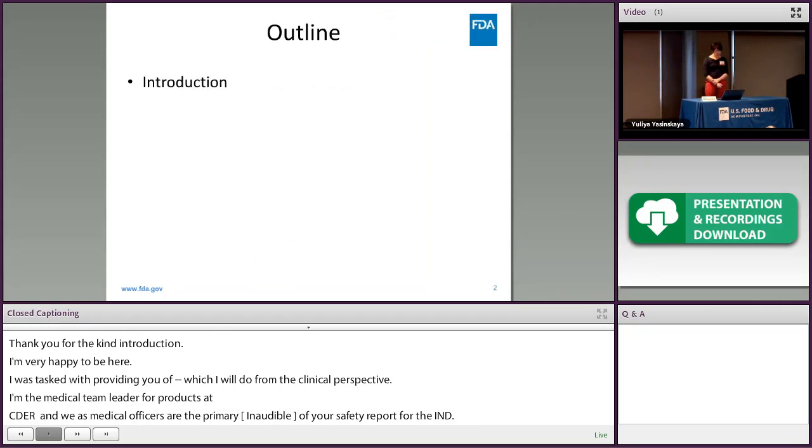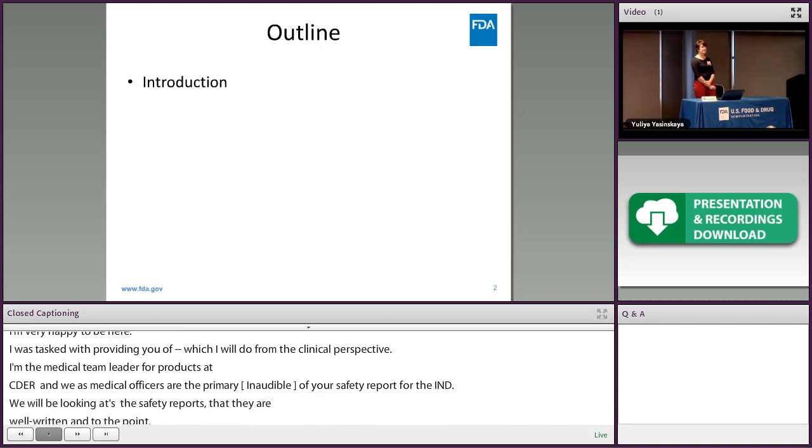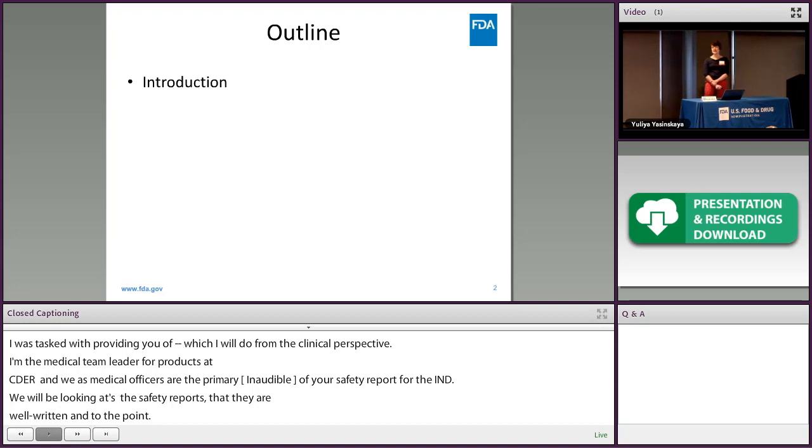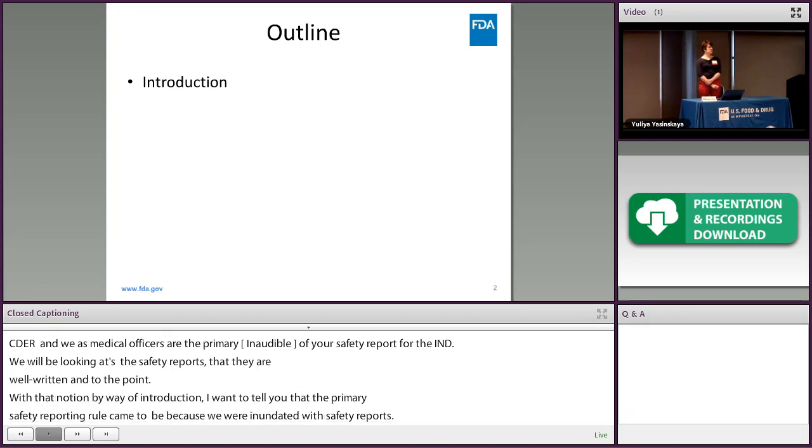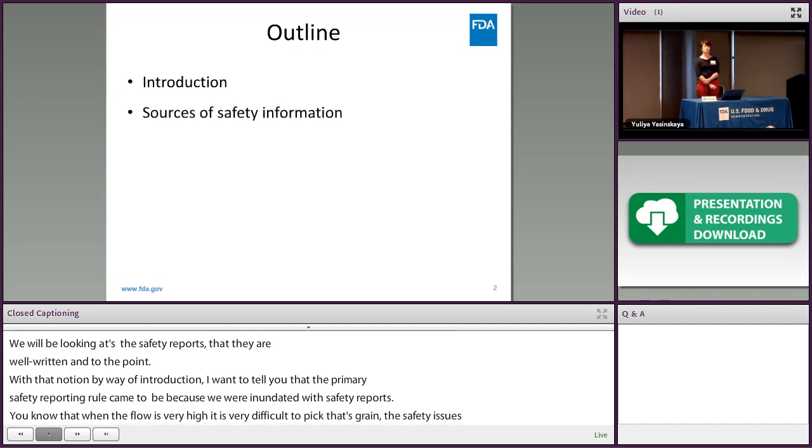So with that, by way of introduction, I want to tell you that the final safety reporting rule came to be because we were inundated with safety reports. And when the flow is very high, it's very difficult to pick out the grain, the safety issues that will cause us to investigate the safety profile of the drug further, and whether to stop the investigation or allow it to proceed with certain safety constraints.